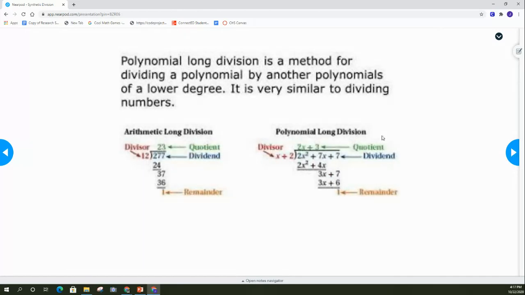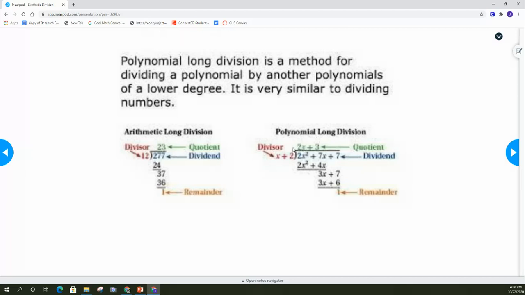We have an example here, polynomial example 1. We want to divide 2x squared plus 7x plus 7 by x plus 2. So x plus 2 is the divisor, and 2x squared plus 7x plus 7 is the dividend. We want to know how many times x plus 2 will go into that. You just look at the first term, x, and ask yourself, how many times does that go into the first term, 2x squared? It goes into it 2x. That will go on top.